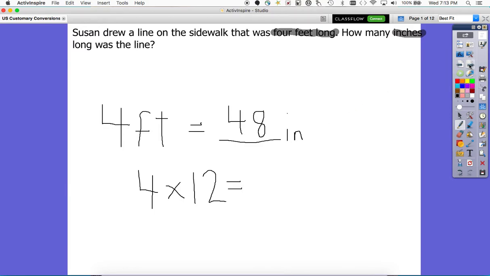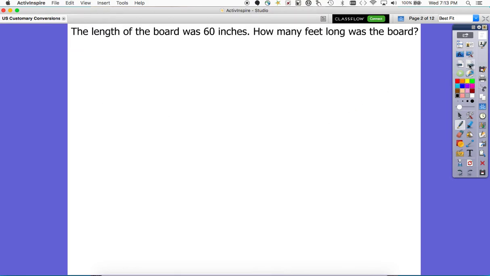All right, let's try the next one. The length of the board was 60 inches. How many feet long was the board? We have to go back and figure out what it is we need to know. The length of the board was 60 inches. How many feet long was the board?